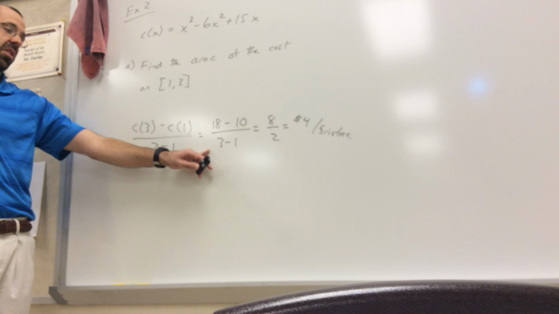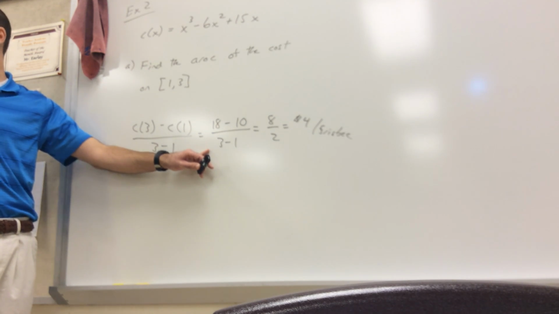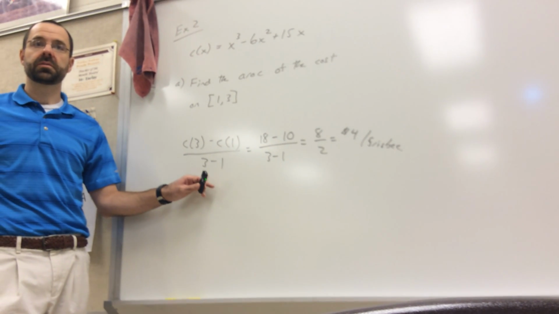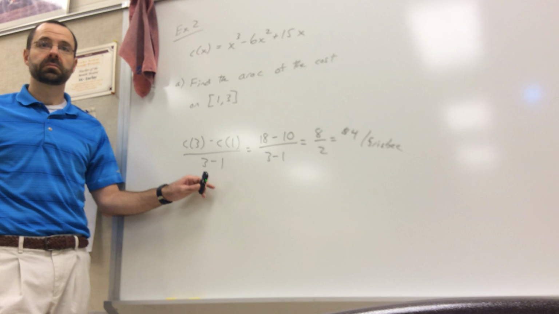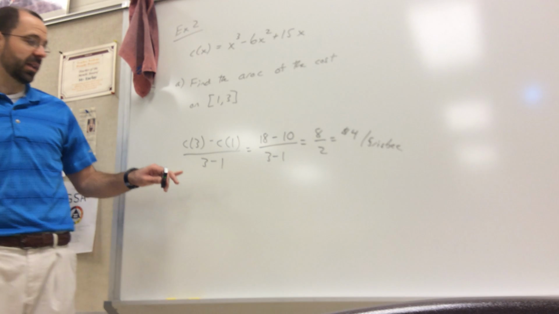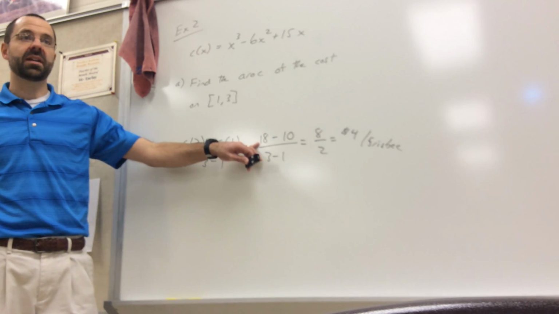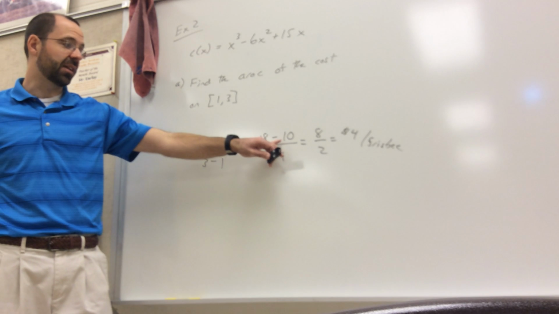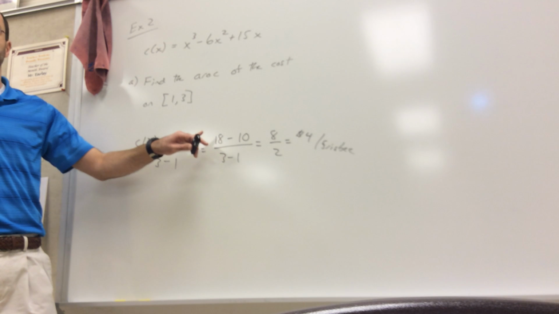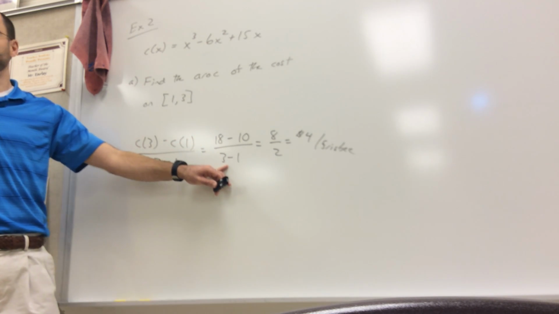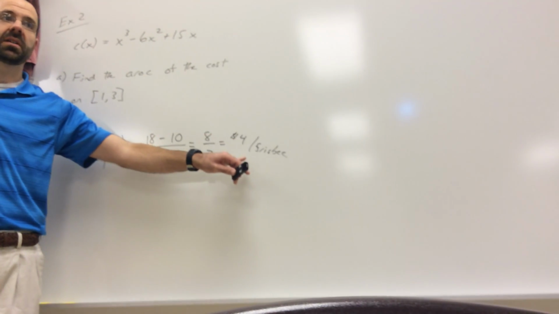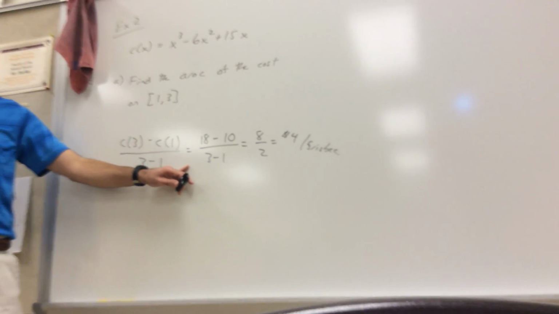So that means on average it's going to cost $4 per Frisbee to make between 1 and 3 Frisbees. That's how much extra it's going to cost. Like it costs $18 to make 3. It costs $10 to make 1. So it costs an extra $8. And then that was an extra 2 Frisbees. So it's an extra $4 per Frisbee from 1 to 3 on average.